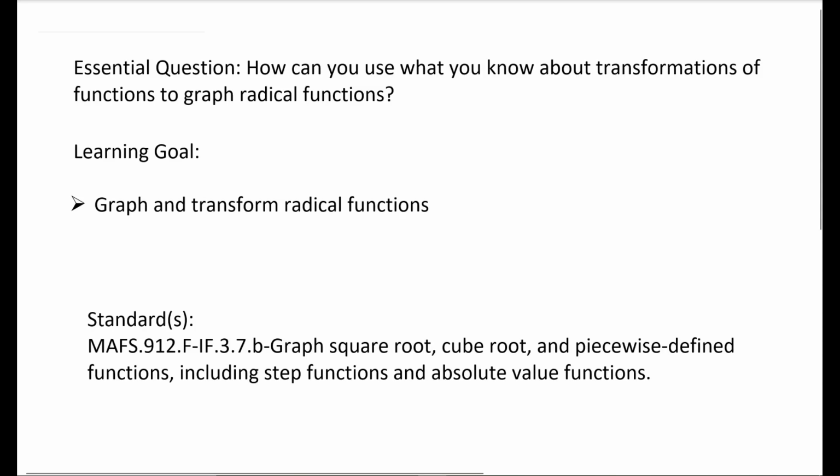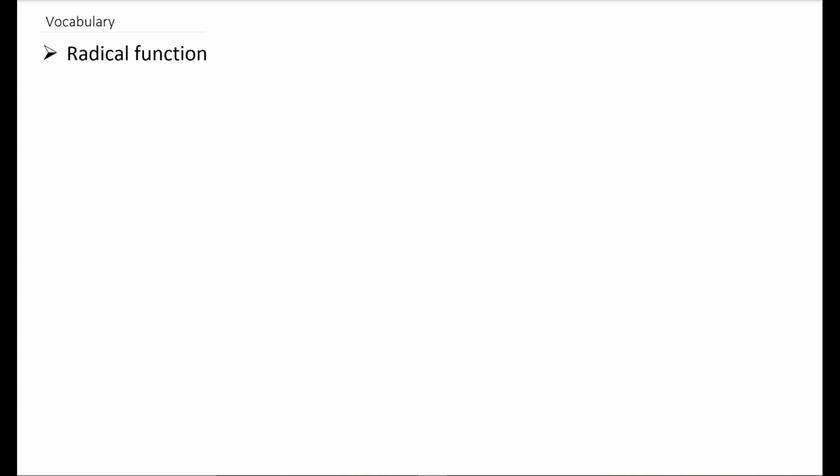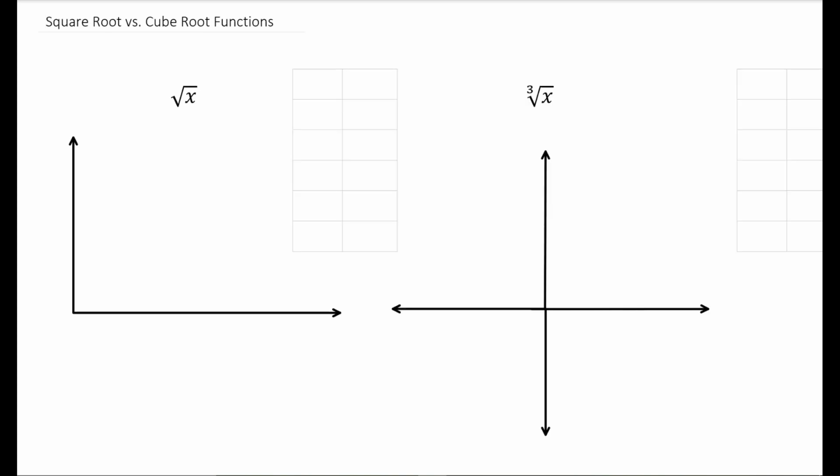So how can we use what we know about transformations of functions from the earlier units to graph radical functions? Our learning goal is to be able to graph and transform radical functions. So we want to know what a radical function is in order to graph it here. Remember that a function is simply a machine that takes an input and spits out an output.